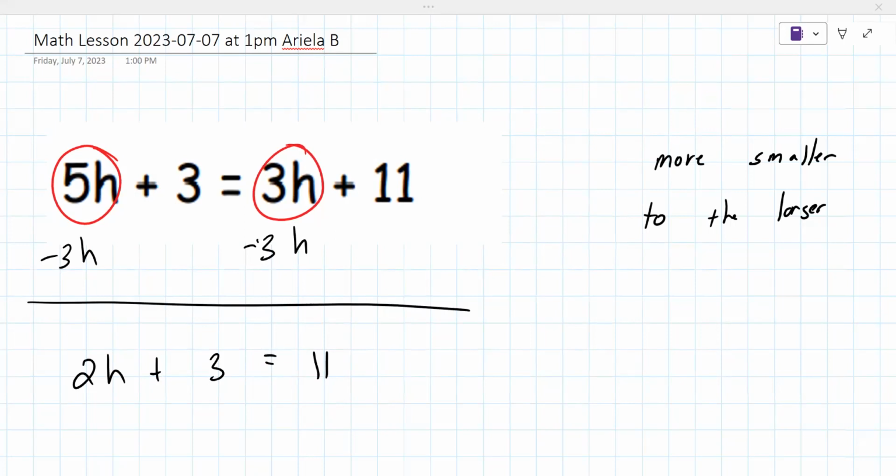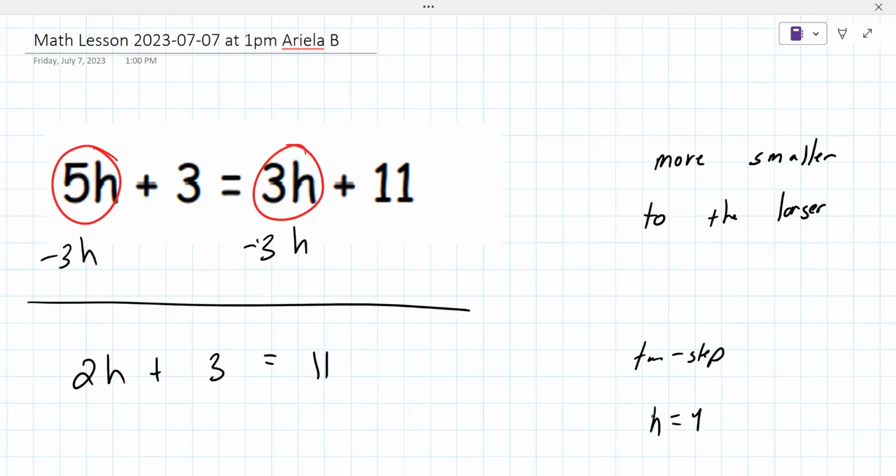And so now you just solve it the way you've always done. This is now a two-step equation. Could you attempt to solve this for us, please? I got h equals 4. Yeah, you got h equals 4.